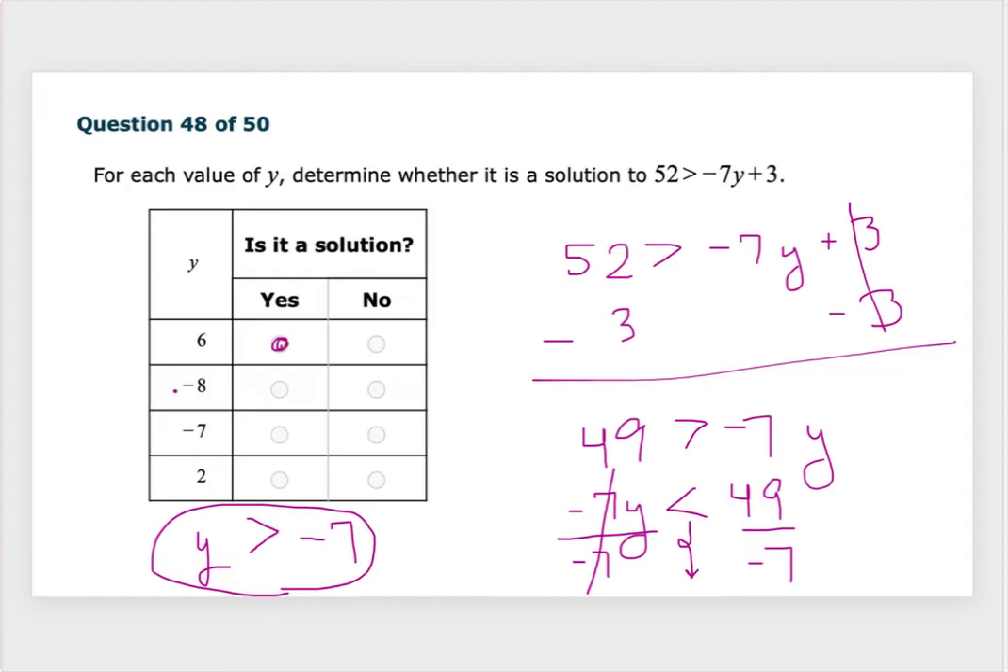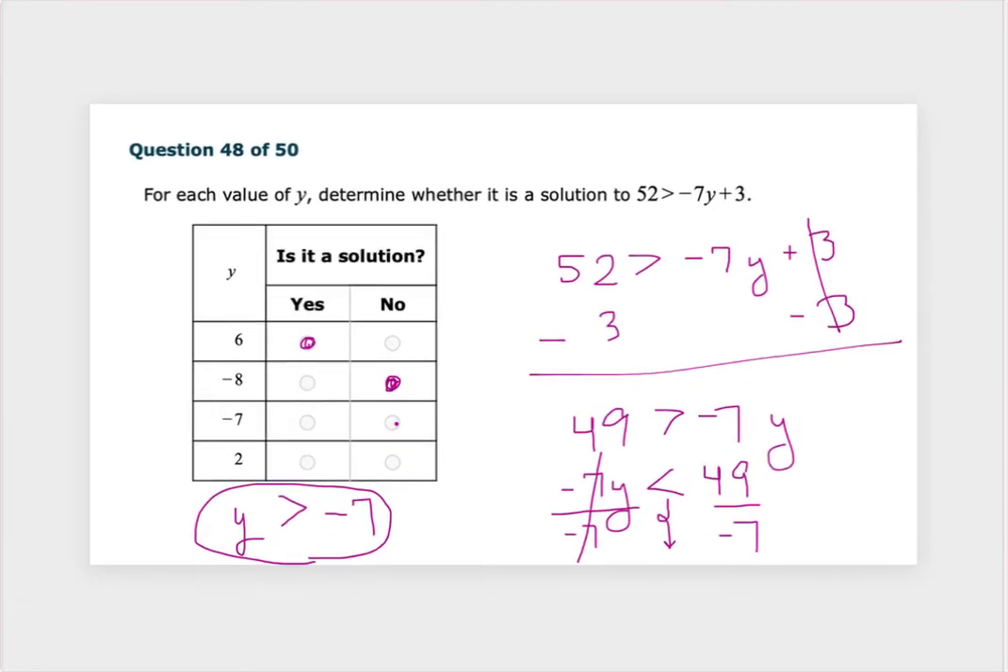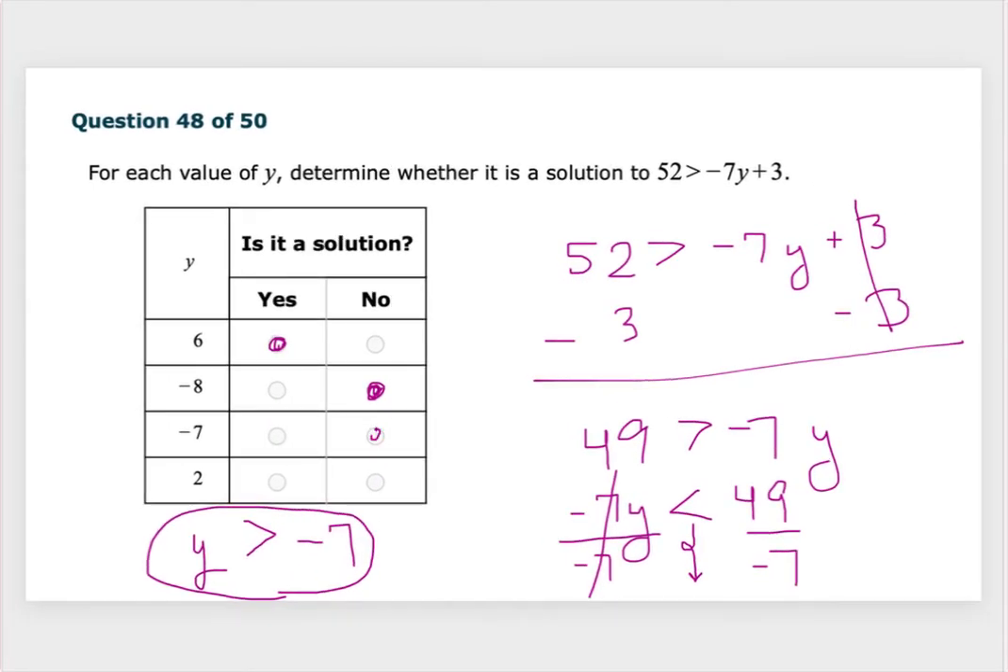Is negative 8? No, negative 8 is less than a negative 7. Is a negative 7 greater than a negative 7? No, it's not. They did not have a greater than or equal to. We have to say no. Negative 7 is not greater than negative 7. Is 2 greater than negative 7? Yes, because it's positive.